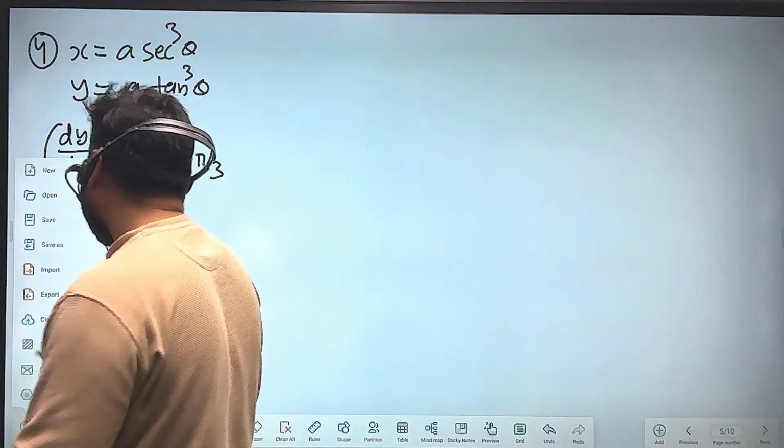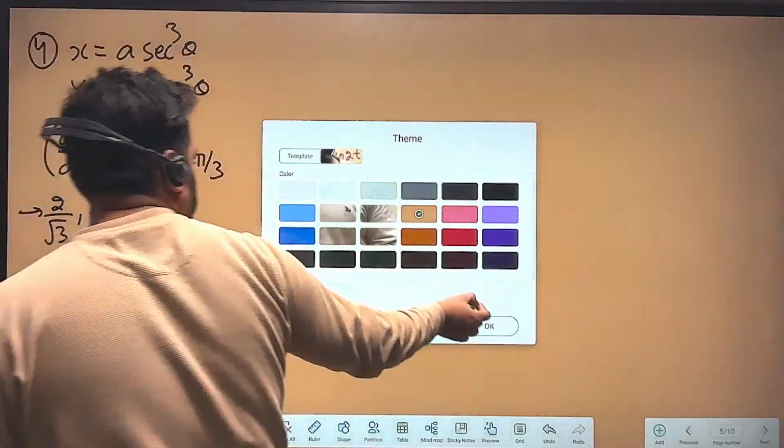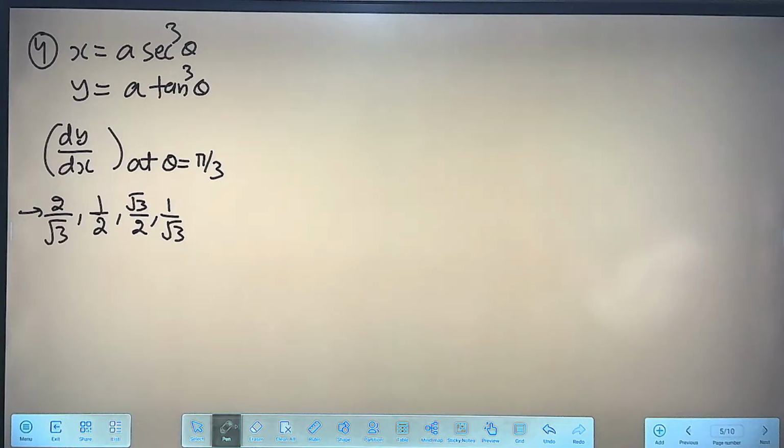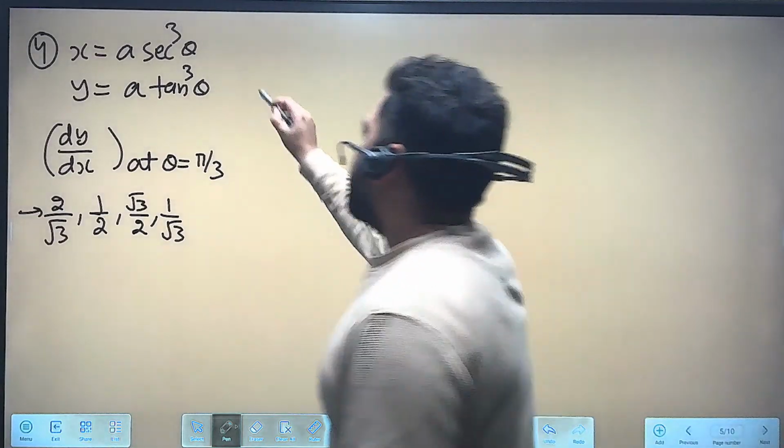Moving on, question number 4. How to solve question number 4? Here x is given as a secant cube theta, y is given as a tan cube theta, and we need to find dy by dx at theta equal to pi by 3. First we have to find the derivative. After finding the derivative, we will put in the angle pi by 3, which means 60 degrees. In this question they are not asking for the double derivative. Only the single derivative is enough.